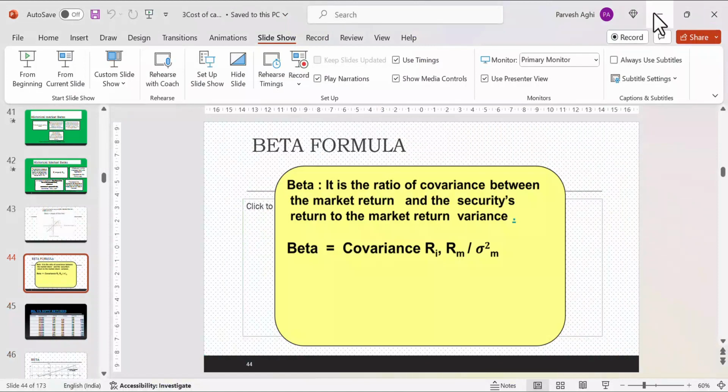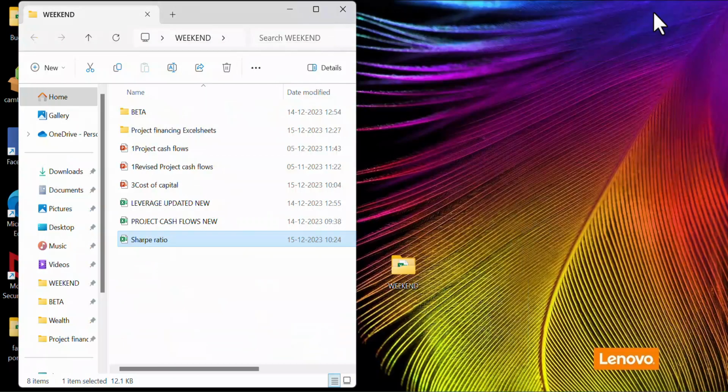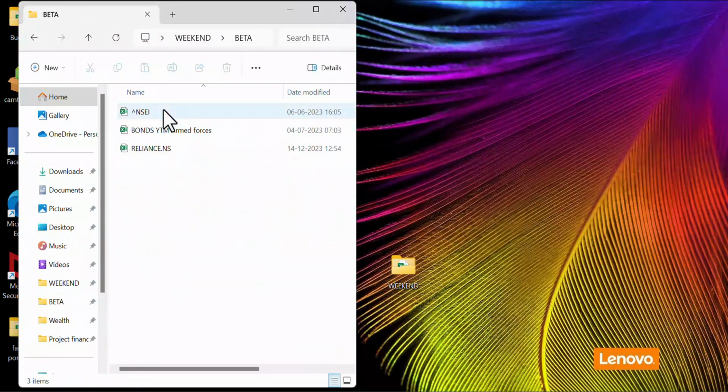So, let's go to the Excel sheet. Back to the Excel sheet. You just go to your file and open a file called beta. Ye file nikali hai, Reliance wali file ko liye.